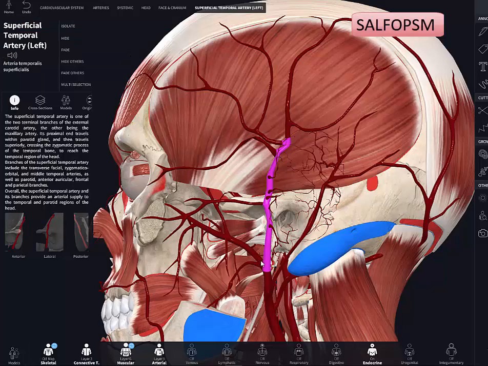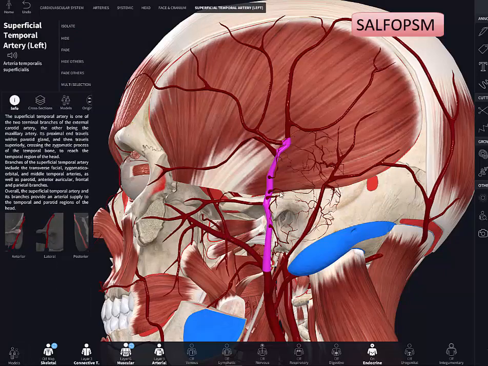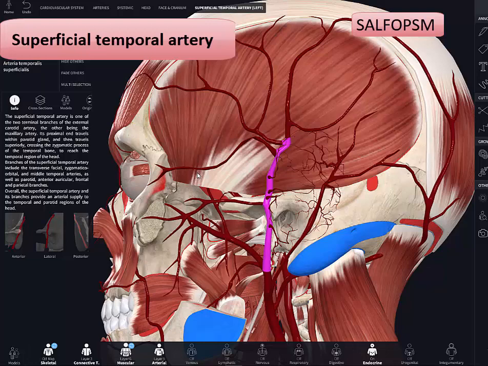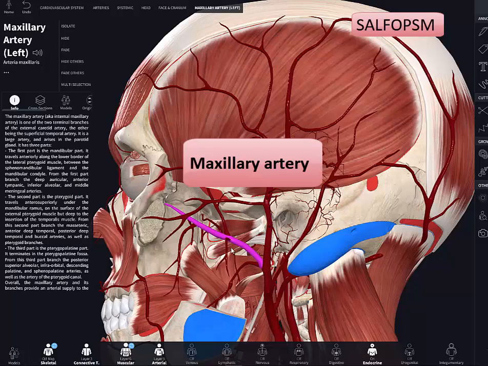The other one's going to be the maxillary artery here, and the superficial temporal artery travels upwards and has many branches like a transverse facial branch and middle temporal arteries, as well as branches to the parotid gland and the ear. So overall, the superficial temporal artery will be supplying blood to the temporal and the parotid regions of the head. And now comes the last one, the M, the maxillary artery.